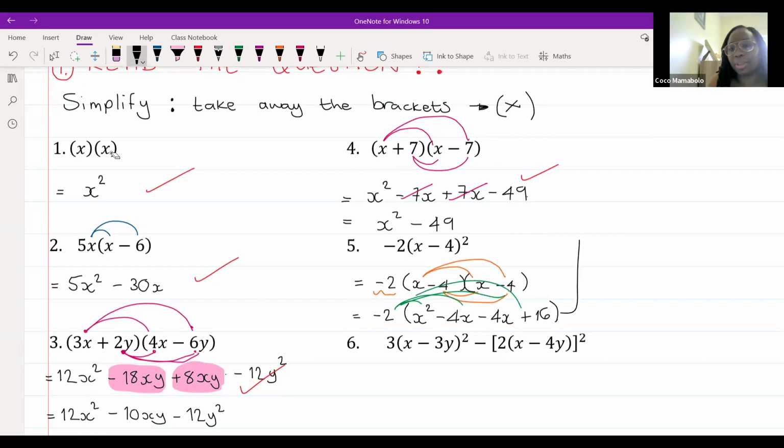I'm going to carry on up here, all right? So -2 times x squared is going to give me -2x squared. -2 times -4 will give us positive 8x. Again, -2 times -4x will give us positive 8x. And -2 times positive 16 will give us -32. All right, now I'm going to add like terms. -2x squared. My 2 like terms are 8x plus 8x. That'll give me plus 16x minus 32.